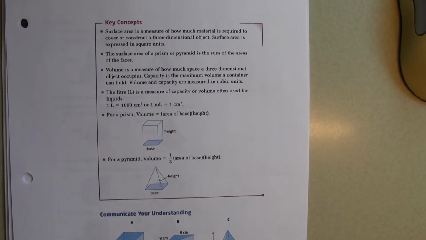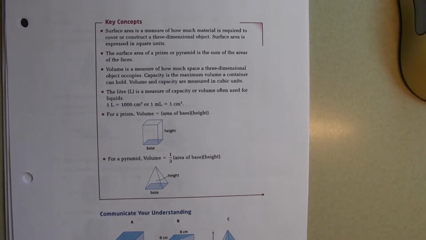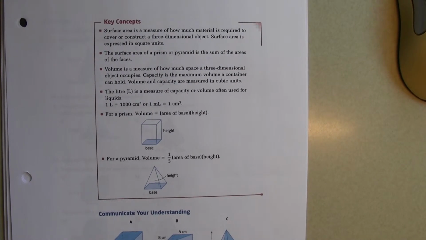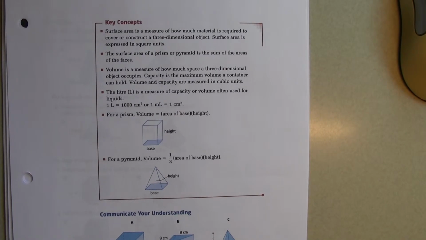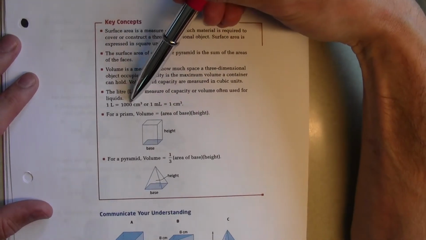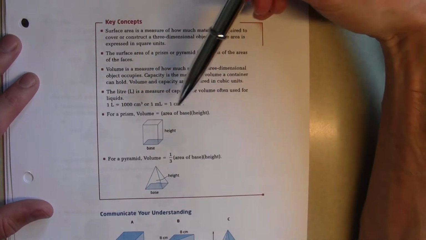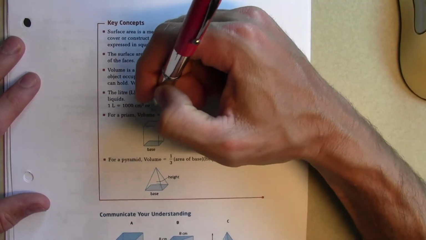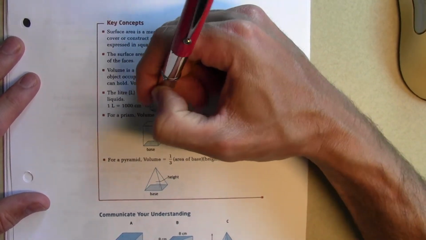Volume is a measure of how much space a three-dimensional object occupies. Capacity is the maximum volume a container can hold. Volume and capacity are measured in cubic units. The liter is a measure of capacity or volume and often used for liquids. So 1 liter is equal to 1,000 centimeters cubed, or 1 milliliter is 1 centimeter cubed. Okay, we went over that earlier in the lesson. Very important, especially when you're dealing with liquids.